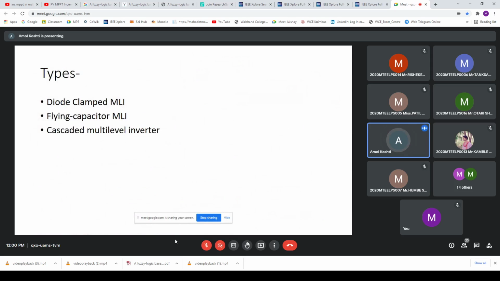Based on this concept, there are three types: diode clamp multi-level inverter, flying capacitor multi-level inverter, and cascaded multi-level inverter. So these are the three important, basic types when the multi-level concept was introduced. First diode clamp, then flying capacitor, and then cascaded multi-level inverter. So we'll see one by one what is meant by diode clamp.